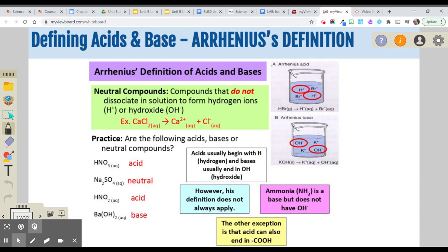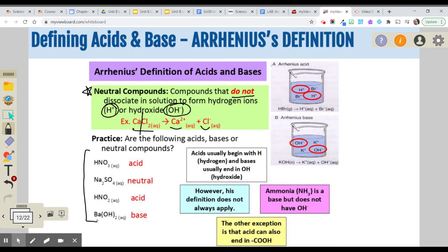Arrhenius also said that neutral compounds that do not dissociate to form hydrogen ions or hydroxide ions are neither acid nor base. We'll call them neutral. Their example is calcium chloride. When it dissociates, it breaks into its positive ion and negative ion, neither of which is hydrogen or hydroxide, so it's neutral. Now let's look at these compounds down along the side as a little bit of practice.